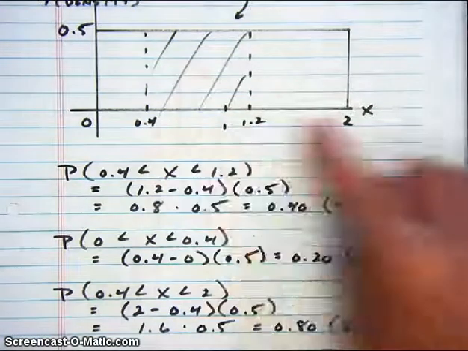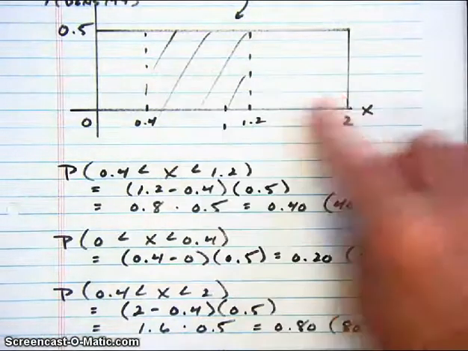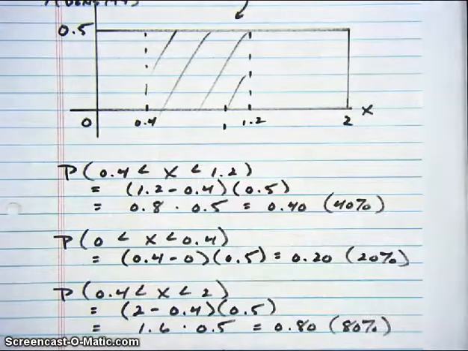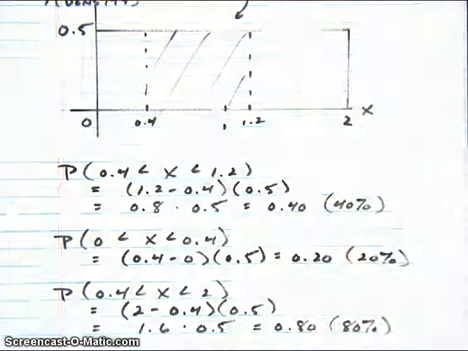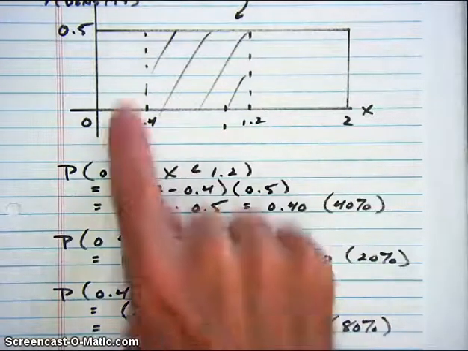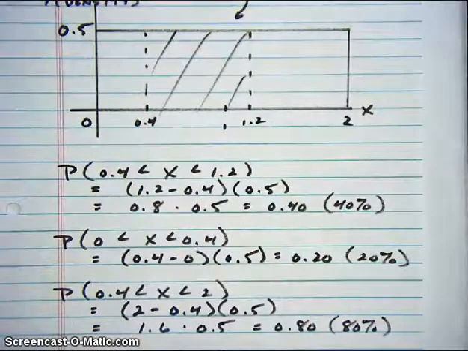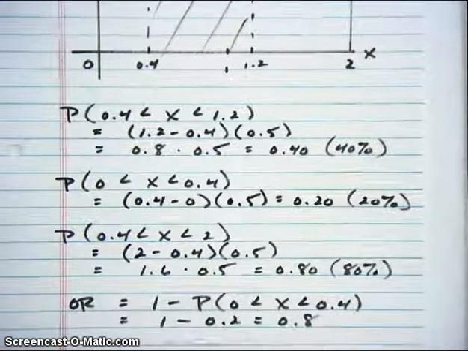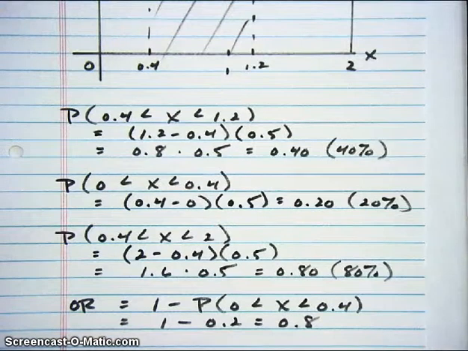The area to the right of 0.4, that is the area all under the curve to the right of 0.4, is 0.8. You have 2 minus 0.4 is 1.6, and 1.6 times 0.5 is 0.8. Or you could look at it this way: since the area to the left of 0.4 is 20%, then the area under the curve to the right of 0.4 has to be 80%. So you can look at it either way. They're both going to work, and feel free to use either method. In fact, when you're calculating proportions under these density curves, use any method that works. You can use anything you know from geometry to help you out.